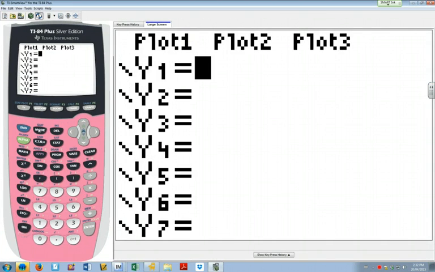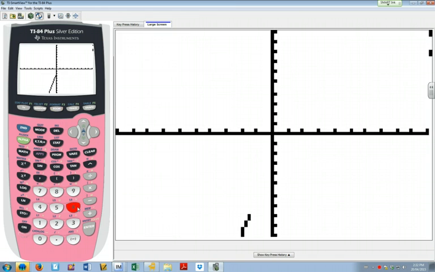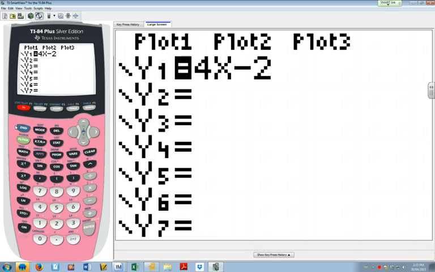So let's just graph a line. I don't know, give me any line. 4x minus 2. And zoom standard. There's a line. So I'm going to go back into the y equals. And this is the old operating system. If you have the new, I'll show you something in a second. Over here on the very left, you probably never even noticed this little line here before. What I'm going to do is tab all the way over to the left, and I'm going to hit enter once and watch what happened.